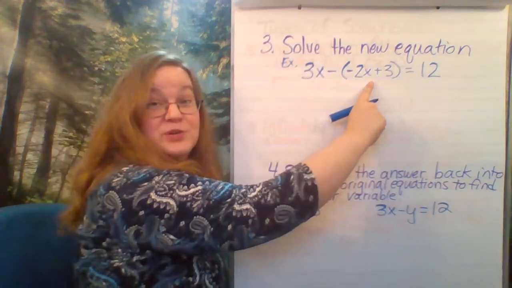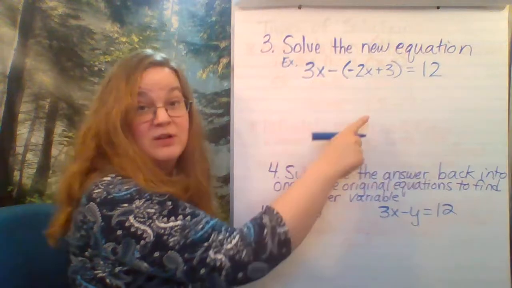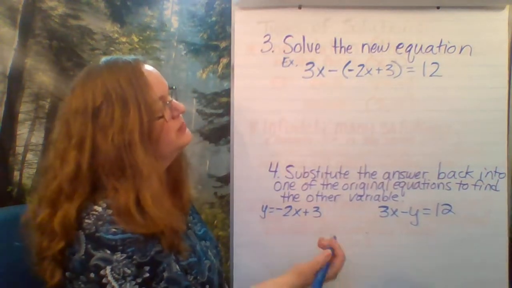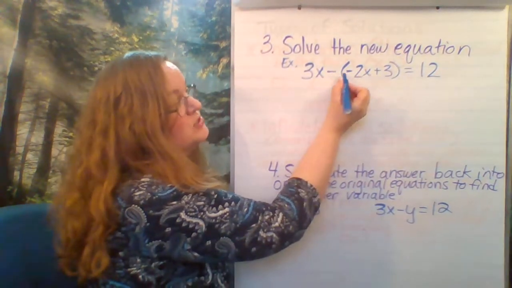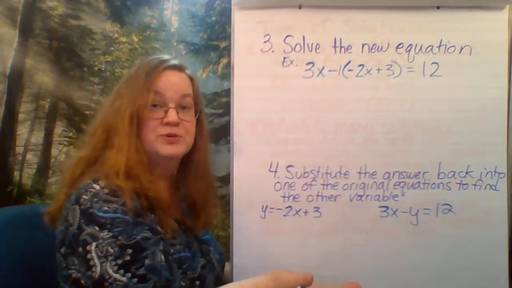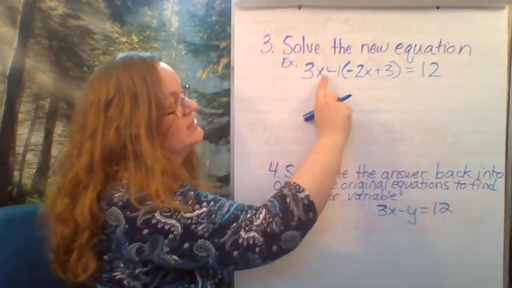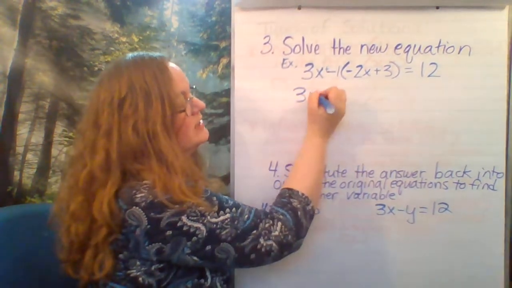All right, so this is what we just wrote on the previous page. Step 3 is just solve that equation. So what do we need to do? First of all, I need to distribute this. Remember, this is like negative 1, so I'm multiplying through by negative 1. I've got 3x, and that doesn't change.